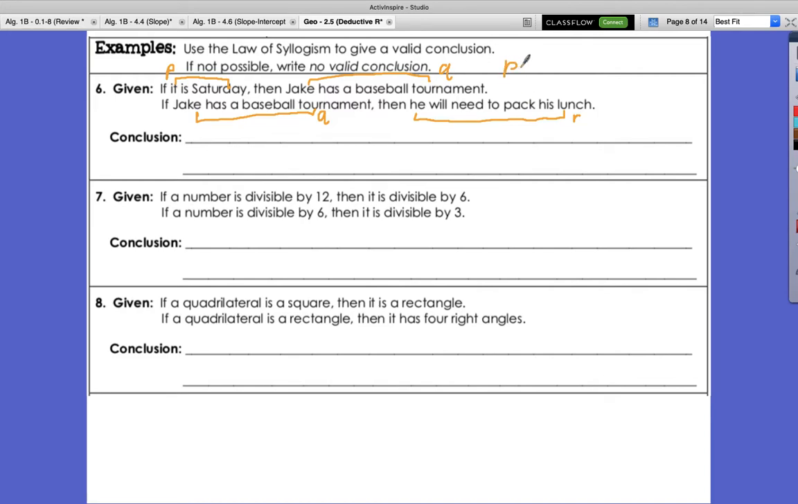So this does follow if P then Q, and if Q then R. This is a perfect example where we can use our law of syllogism to cross out our Q's and go if P, then R. So we can say if it is Saturday, then Jake will need to pack his lunch. Notice I put Jake instead of he just because we don't know who he is if we don't put it.